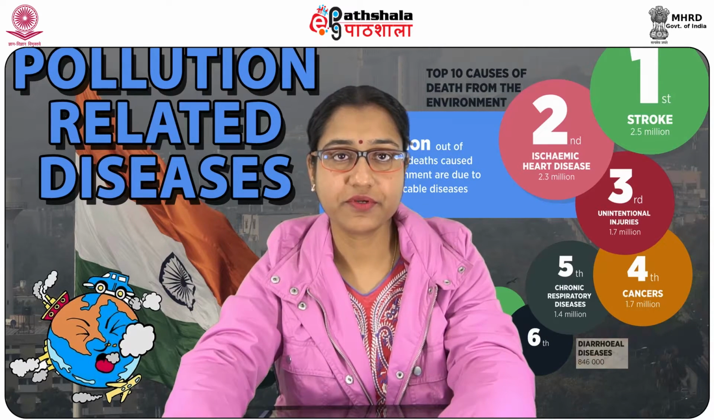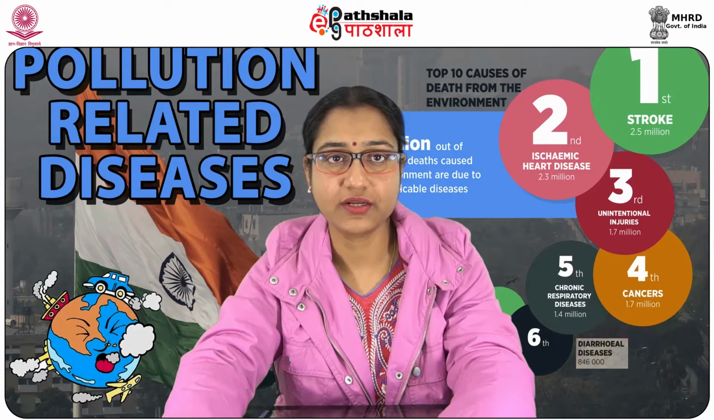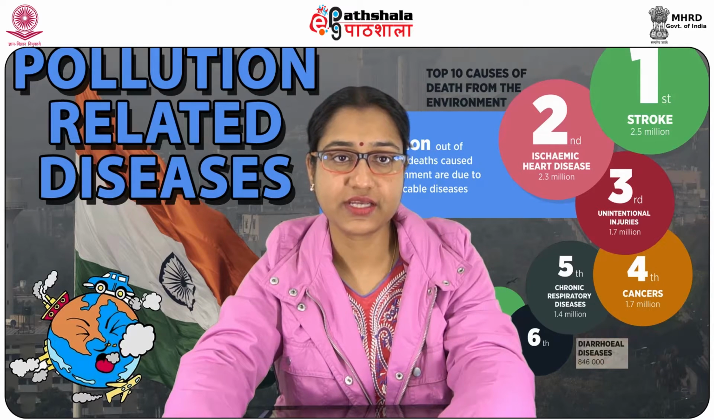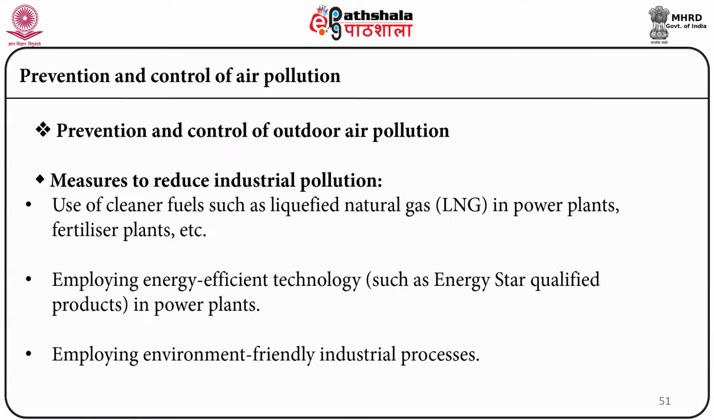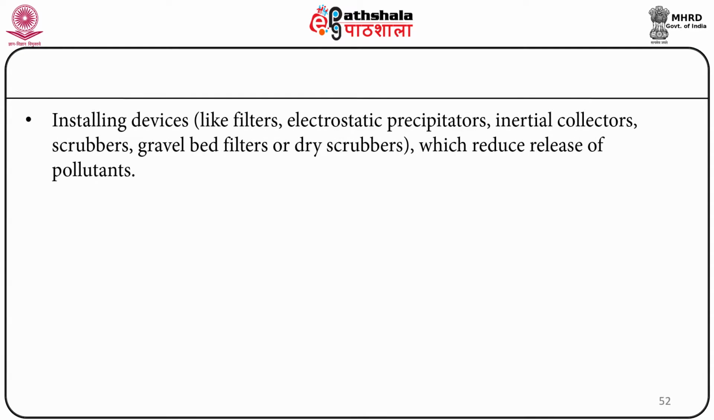The measures under prevention and control of outdoor air pollution are measures to reduce industrial pollution by use of cleaner fuels such as liquefied natural gas in power plants, fertilizer plants, etc. Employing energy efficient technology such as Energy Star qualified products in power plants. Employing environment friendly industrial processes. Installing devices like filters, electrostatic precipitators, inertial collectors, scrubbers, gravel bed filters or dry scrubbers which reduce release of pollutants.